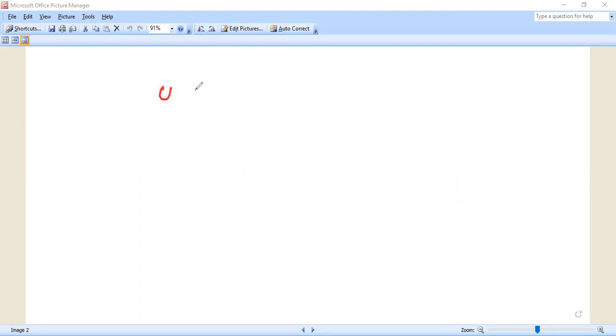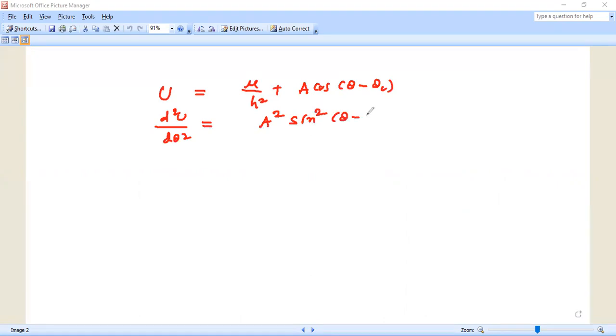but what we have, u is equal to the solution of the equation of motion for the central force, u equal to mu by h square plus e cos of theta minus theta naught. From this, d square u by d theta square you can write, that equal a square sine square theta minus theta naught. u square is equal to mu by h square plus e cos of theta minus theta naught whole square.